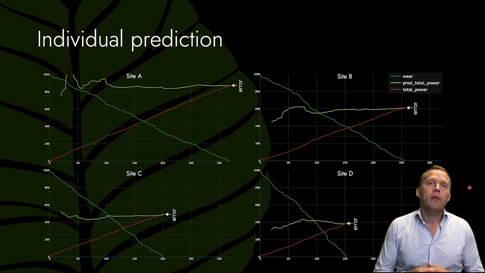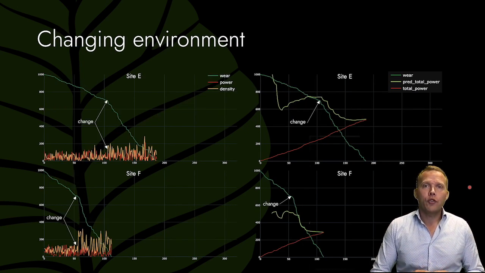But what would happen if a change in stone density occurred during the life of the mantle? Maybe because you reach another sediment in the mountain. Well, let's assume that a change to a much higher density of the material does occur due to a change of location or material, as depicted in the charts for site E and F. It's easy to see that the higher density affects the wear, as it gives the light green wear line a much steeper angle after the change.